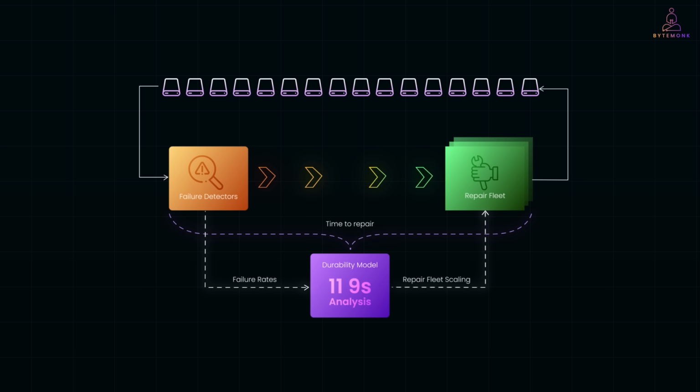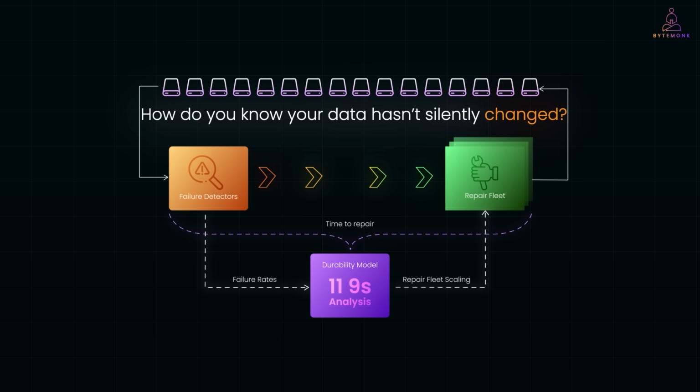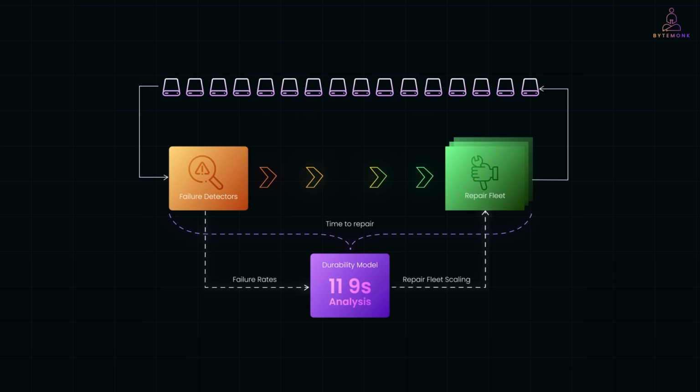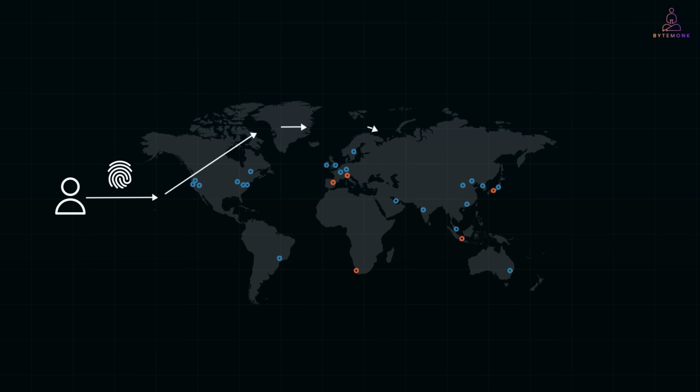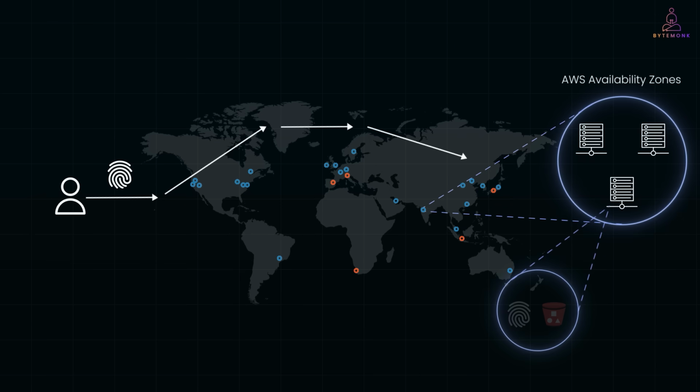Alright, so your data is stored in multiple places and recovery is fast if anything fails. But there is another critical question. How do you know your data hasn't silently changed? What if a bit flips or a shard gets slightly corrupted without anything noticing? That's where checksums come in. Think of a checksum like a digital fingerprint of your data.